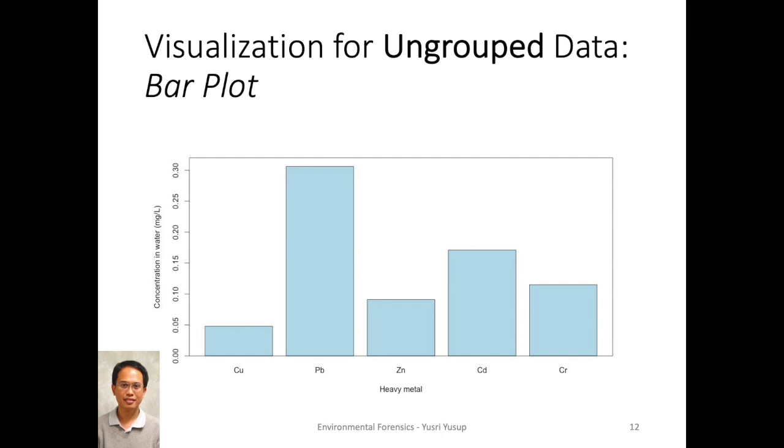Now, the human mind is more attuned to look for differences in height than differences in area. So for this bar plot, that shows the different categories of elements: copper, lead, zinc, cadmium, and chromium, you can see that the highest concentration is the concentration of lead, while the lowest is copper. And you can directly and quickly see this by comparing the heights of these two bars.